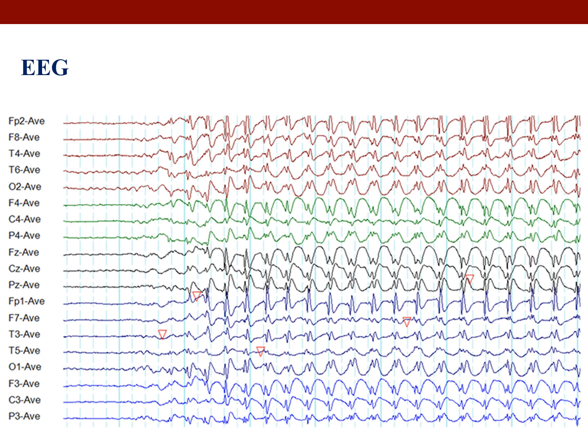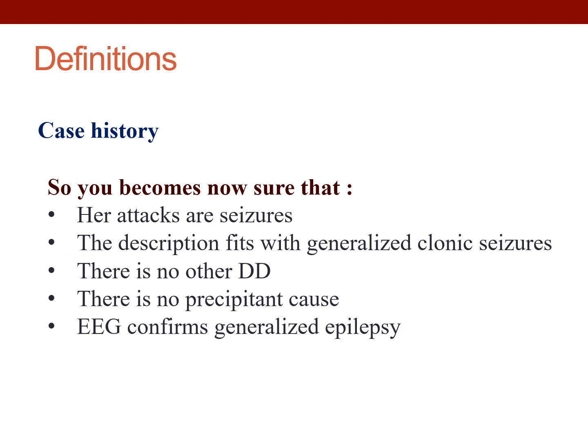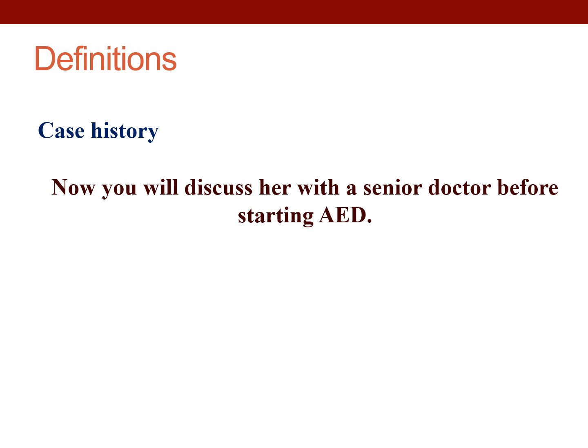You have an EEG, electroencephalogram, that shows that she's having generalized seizures, and now you can make the diagnosis of epilepsy because you have made a differential diagnosis of everything else, and you find that this only fits with generalized chronic seizure. And then you are not going to treat her because you are going to discuss her with someone who knows how to treat her.